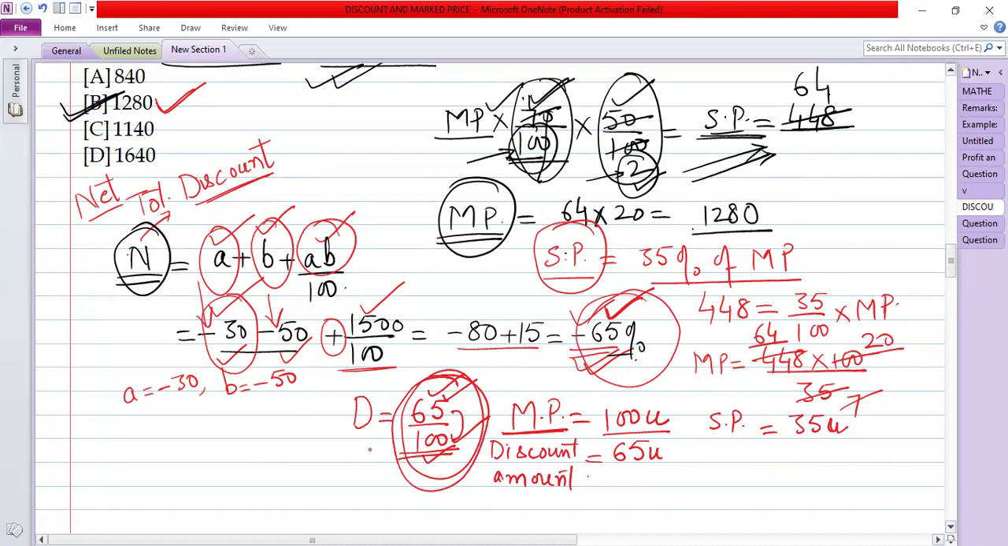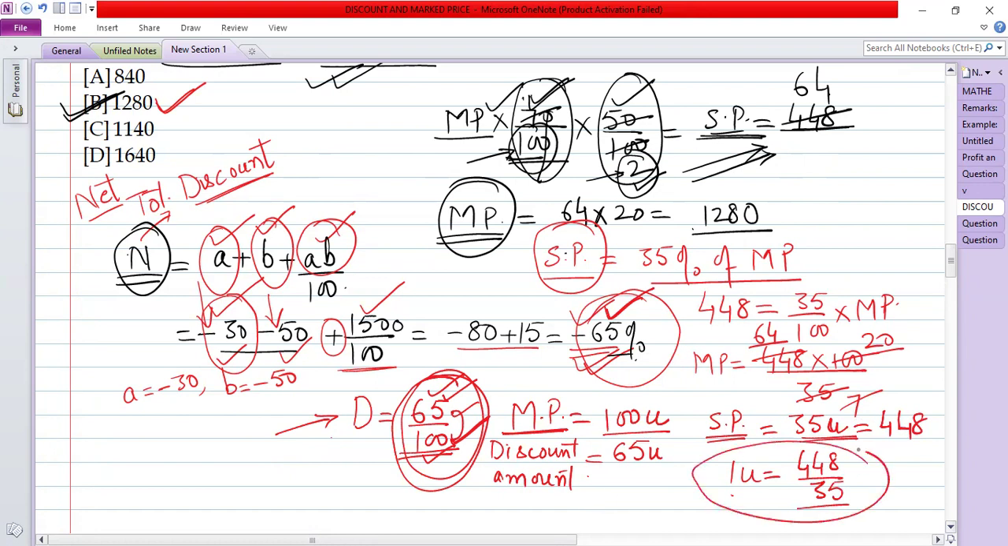Since 65% was the total discount, which is nothing but 65 by 100, the difference between 65 and 100 is 35. So this 35 unit will be our selling price. Now this 35 unit is given to be 448. So what is the value of 1 unit? Obviously, it is 448 divided by 35.